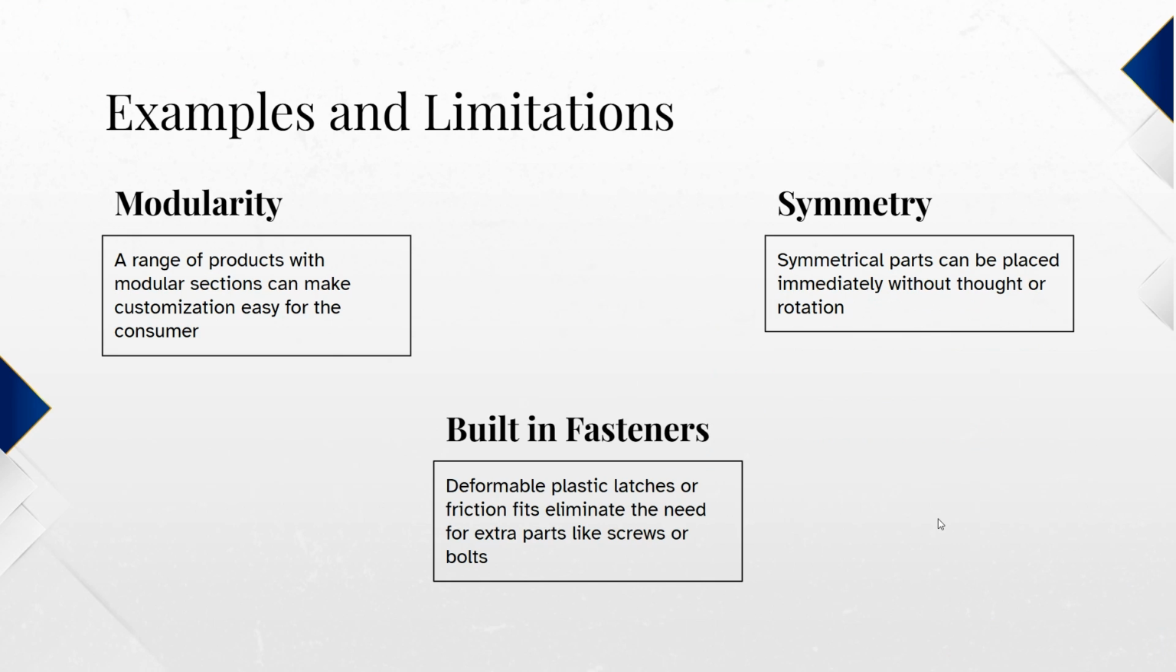Some specific uses of this design for assembly methodology include modularity, where products with similar parts and easy to assemble fasteners let consumers have a great deal of customization and control. Also, built-in fasteners like deformable plastic latches eliminate any need for screws, bolts, and glue, and reduce any excess strain on those assembling a product in the manufacturing setting or even at home. Also, symmetrical parts like perfect cylinders can be slotted right into place without the need for extra thought or additional time.